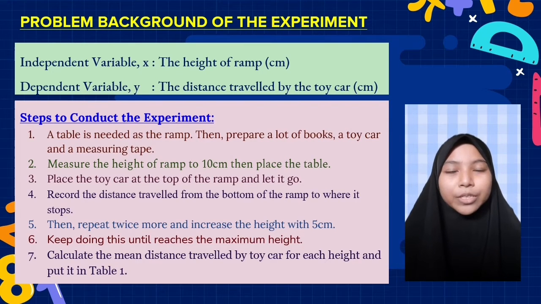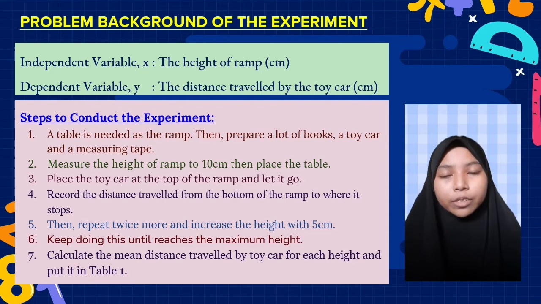I will now continue with the steps to conduct the experiment. The first one, I will need a table for the ramp. The second one, I will use a lot of books for the height. And the third one, a toy car and a measuring tape. So I will set the place, and I will put the table at the height of 10 centimeters.